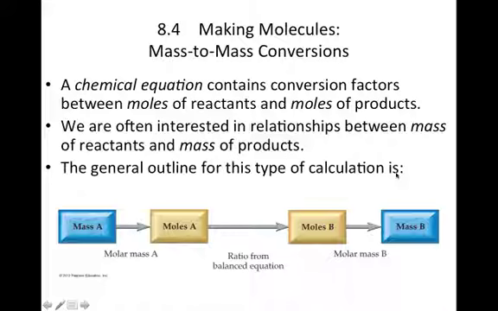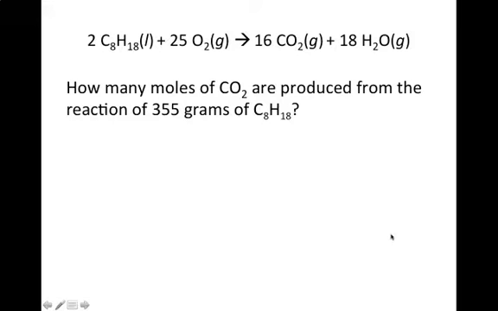Okay, a chemical equation contains conversion factors between moles of reactants and moles of products. We are often interested in relationships between mass of reactants and mass of products. The general outline for this type of reaction is to go through moles. So we'll have to get from moles of A to moles of B, and we'll use the molar mass or the atomic mass to do that. So we can go from mass of A to moles of A to moles of B to mass of B, and I'll show you an example.